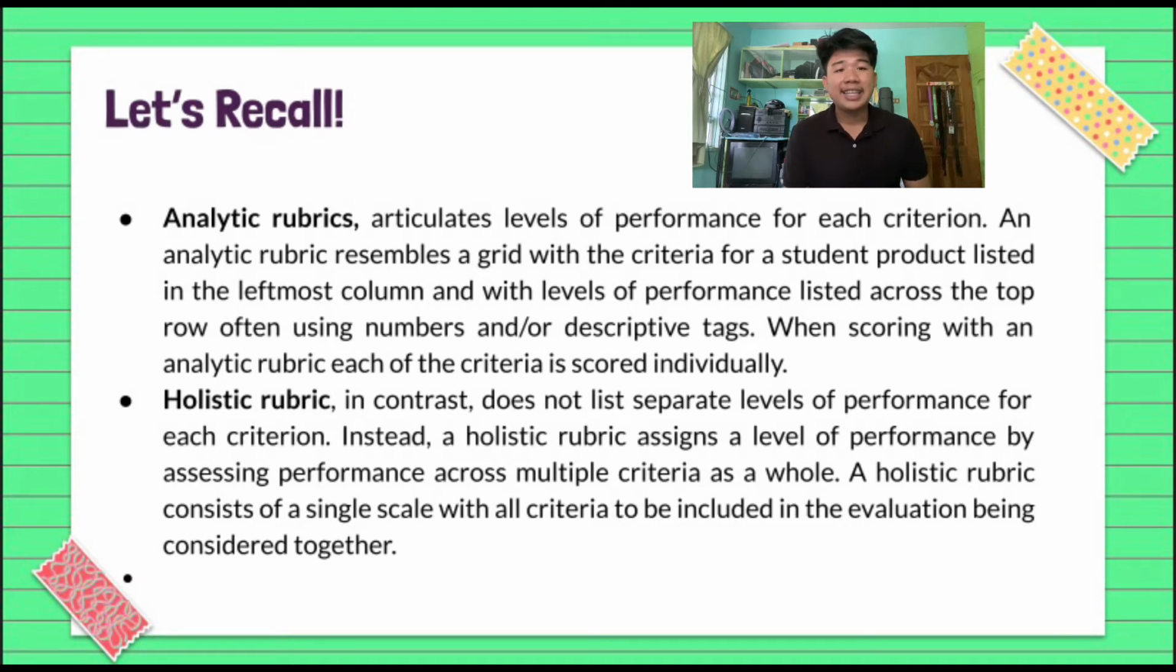Example: clarity, organization, and mechanics. A holistic rubric assigns a single score, usually on a 1 to 4 or 1 to 6 scale, based on an overall judgment of the student's work.